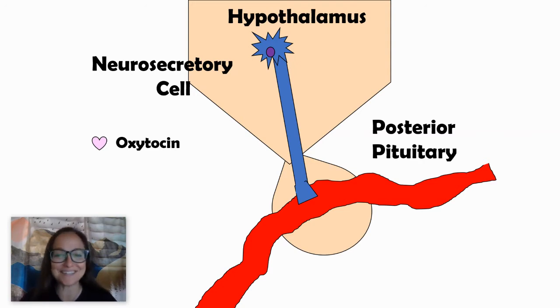So oxytocin is probably my favorite hormone. It is the love hormone or the bonding hormone. It's what makes you feel connected to another person. So when you first fall in love with someone, you actually will release oxytocin and it makes you feel connection.